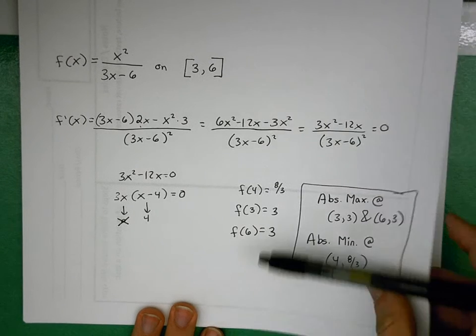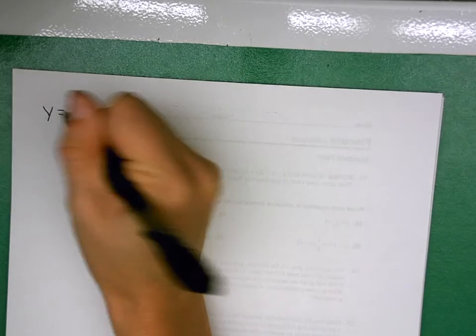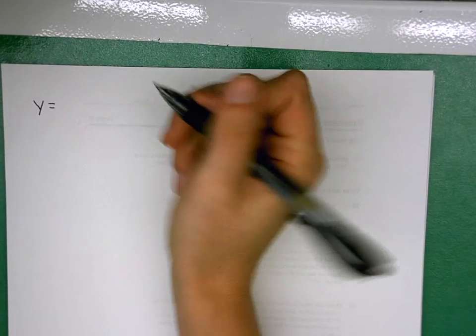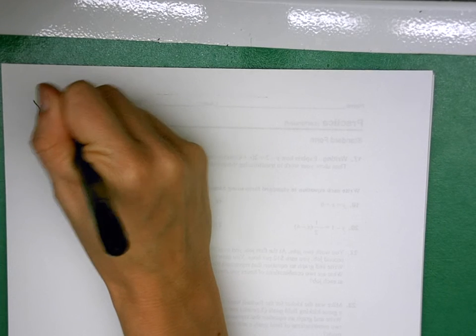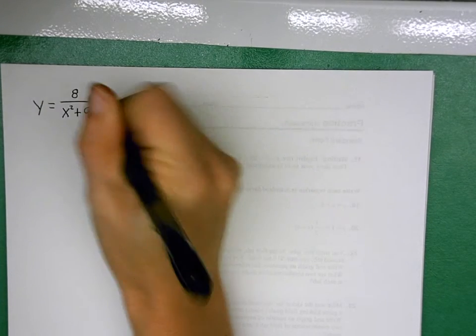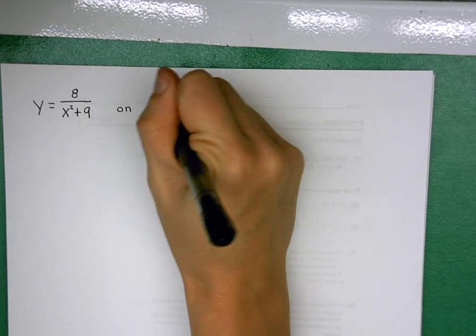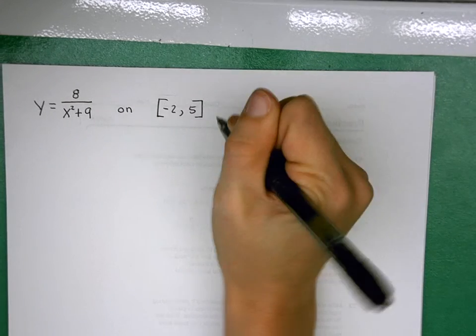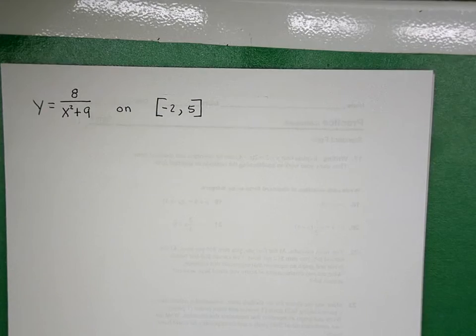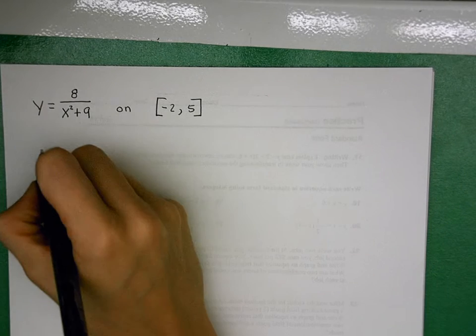Okay, one more here. We had y equals 8 over x squared plus 9 on the closed interval negative 2 to 5. Critical numbers first.